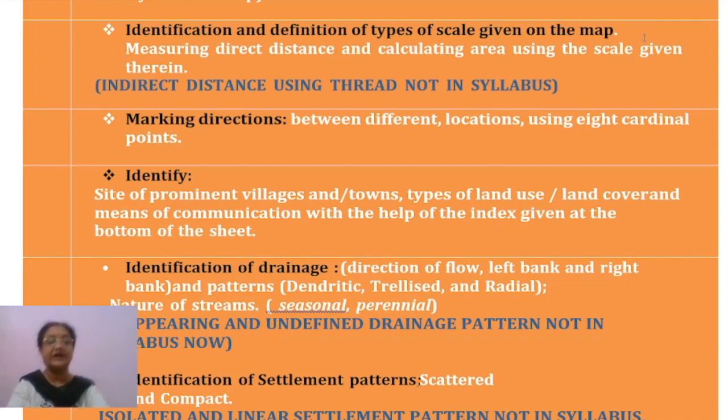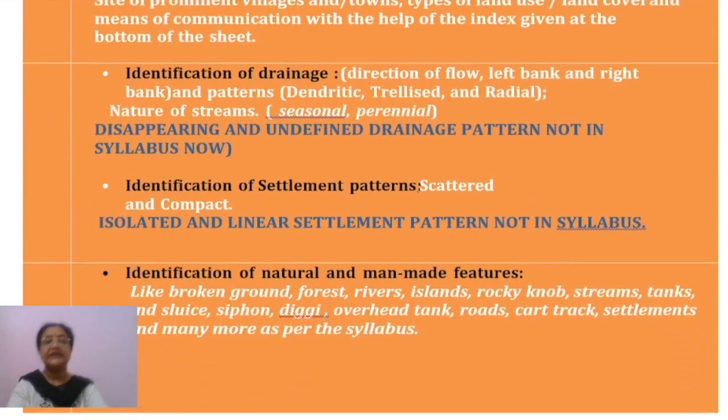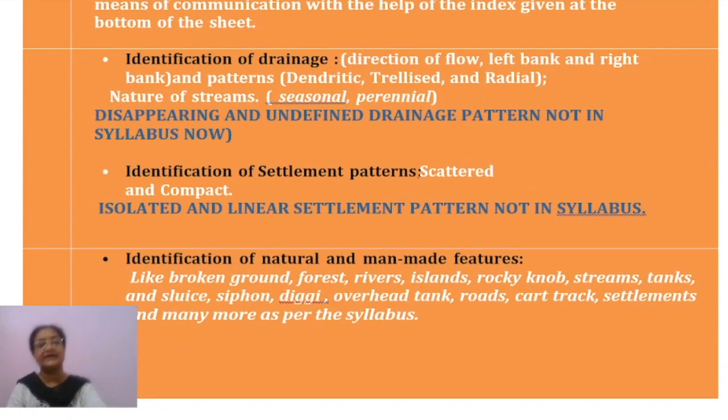Then comes the identification of settlement patterns. Now when we say identification of settlement patterns, in this you will have to study the scattered and compact settlement. Only scattered and compact settlement. Isolated and linear settlement patterns are again not there in the syllabus this time.